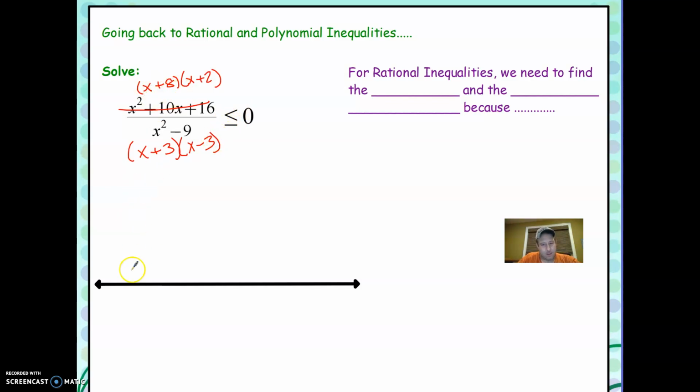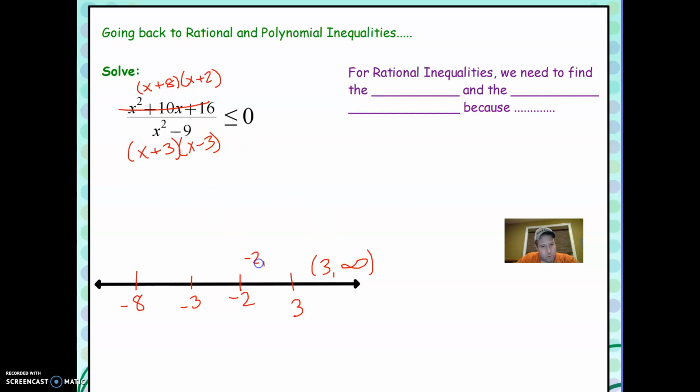All right, so this is going to take quite a bit here. So this is negative 8 for this 0. We've got negative 3 for this asymptote. We've got negative 2 for that 0. And we've got positive 3 for that asymptote. So we've got 1, 2, 3, 4 different boundaries here, giving us 5 intervals. So we've got 3 to infinity here. Keep in mind that's not included because it's an asymptote.